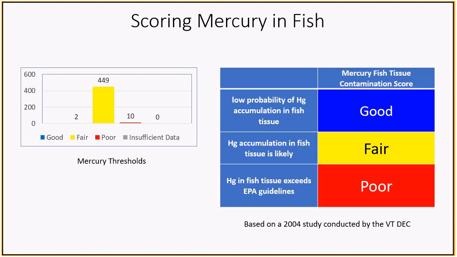So our mercury scores are essentially based on a 2004 study that was conducted by Vermont DEC, from which we know that there's likely widespread mercury contamination in our lakes. And in some lakes, we know specifically that mercury levels in fish exceed safe guidelines for fish consumption. Only 2 lakes in the state actually score good for mercury, and that's because those lakes are highly nutrient-rich lakes in which the mercury contamination is less available for uptake by fish.